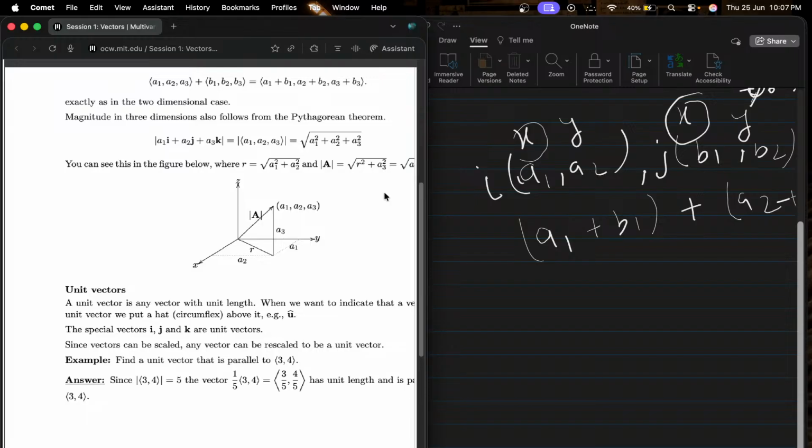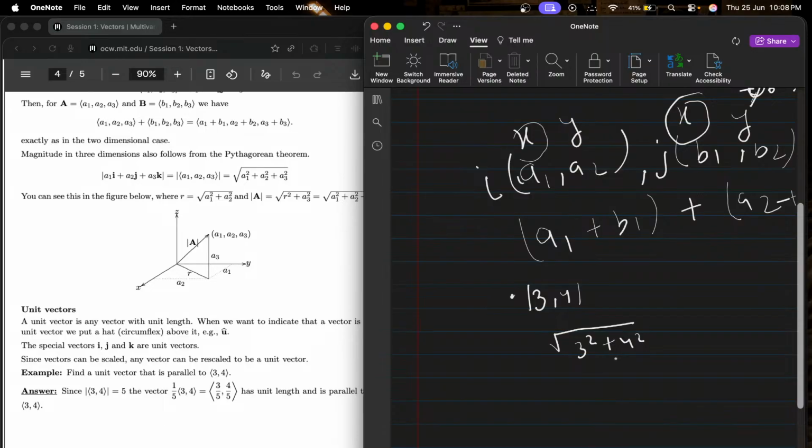So what we have to do is, it's simple now. Let's say it's (3, 4), the magnitude of this will be 3 squared plus 4 squared, so 9 plus 16 is 25, under root. The square root of 25 equals 5. So that's how the magnitude of (3, 4) comes out to be 5.